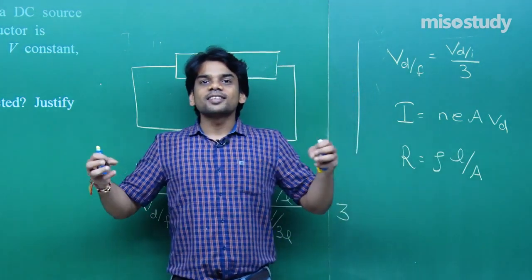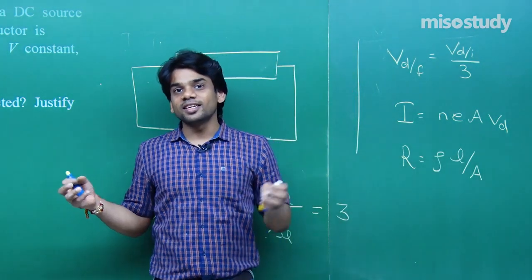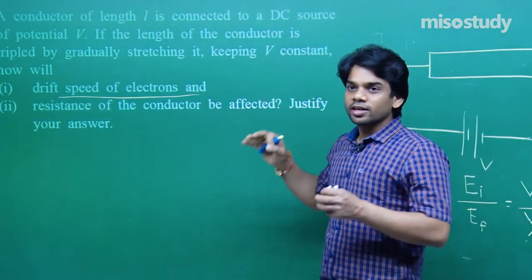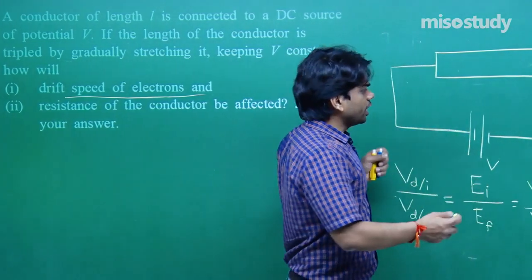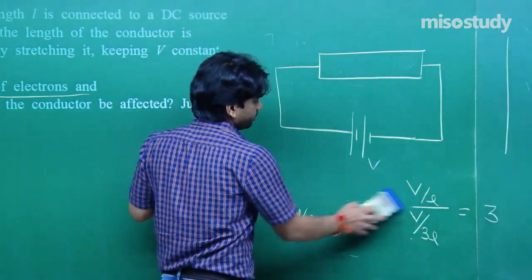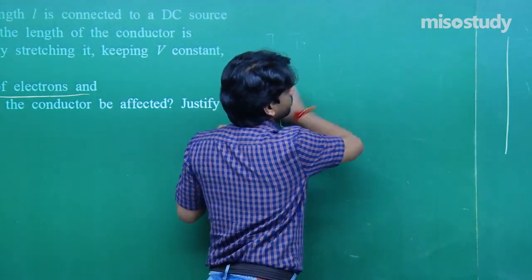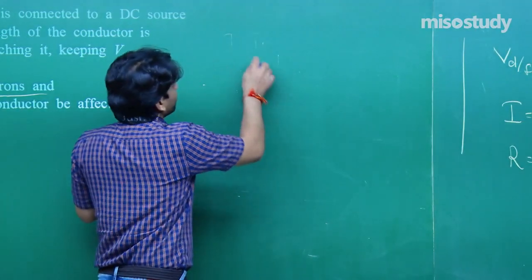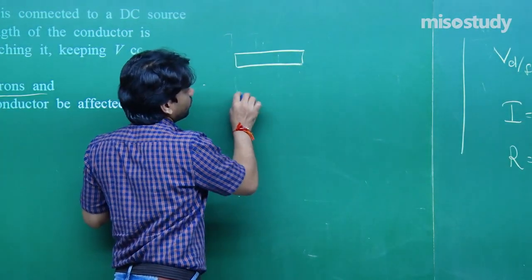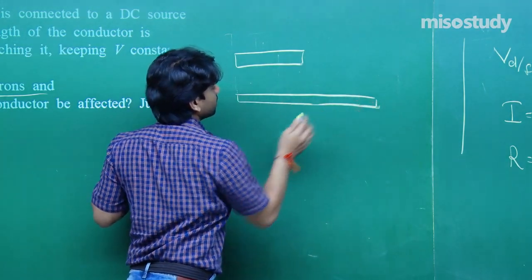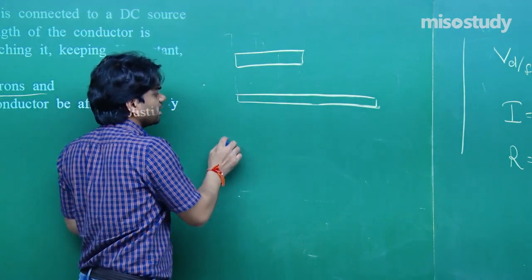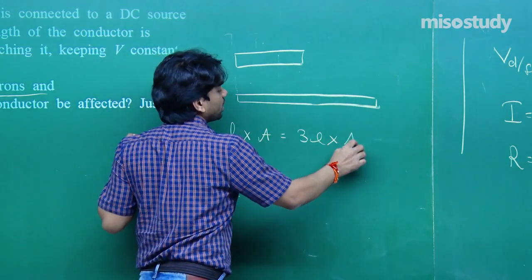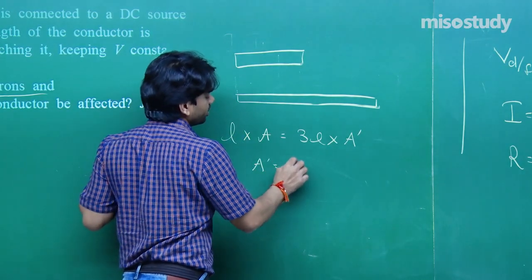Now L is increased, and area of cross section, try to understand, if the length of conductor is tripled by gradually stretching it, so volume will remain same. Initially the length is given in this way, and finally it's tripled. So volume will be same. So I can write initial length L into area A, final length is 3L into final area A dash, which will come out to be A by 3.